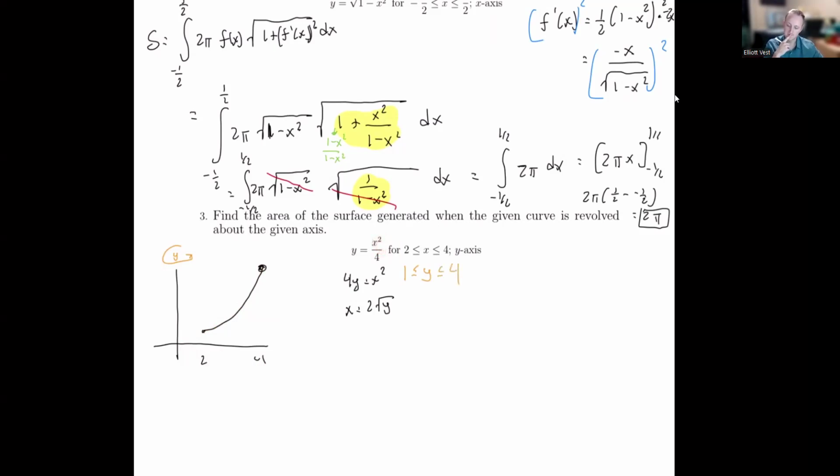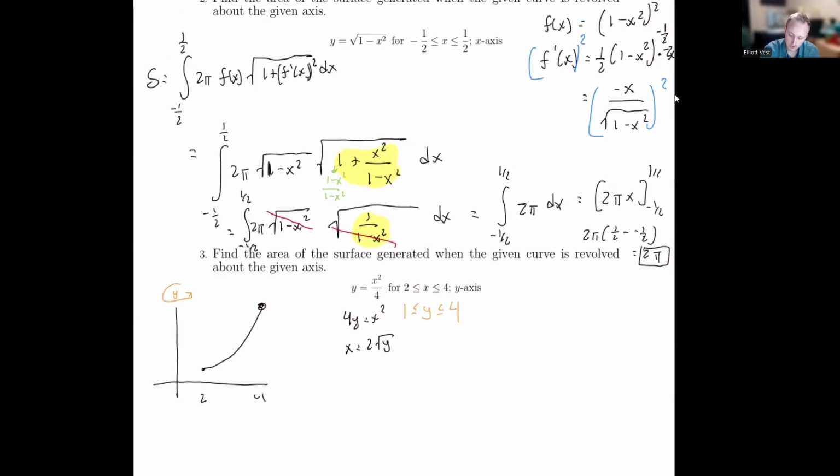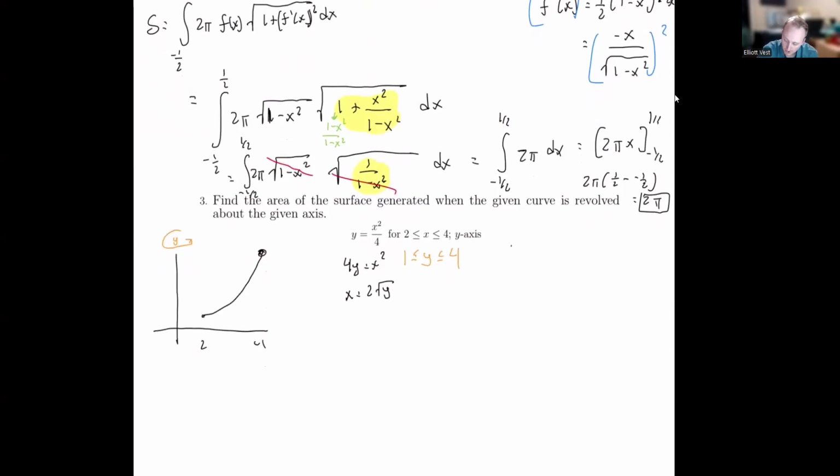Like so. So really, we should have had it like this at the start, and then we could do the same problem as before, but the problem gave it to us differently, which is okay. So we're going to use this formula again, but for the y-axis. So maybe I'll write it in as the integral from 1 to 4 of 2 pi g of y times the square root of 1 plus g prime of y squared dy. And let's see where we go from here.